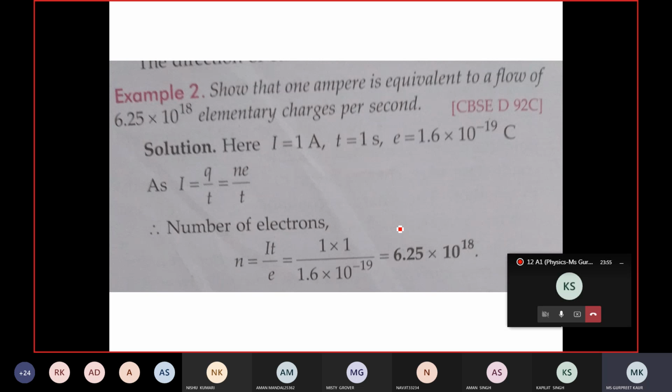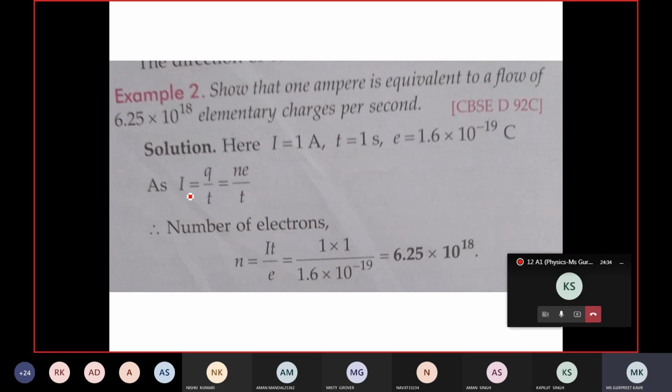Next is, show that 1 ampere is equivalent to a flow of 6.25 into 10 raised to the power 18 elementary charges per second. What we have to show here is, in 1 ampere, how many charges flow? 6.25 into 10 raised to the power 18 charges are flowing in 1 second. So we have to find out n, and n should be equal to 6.25 into 10 raised to the power 18.